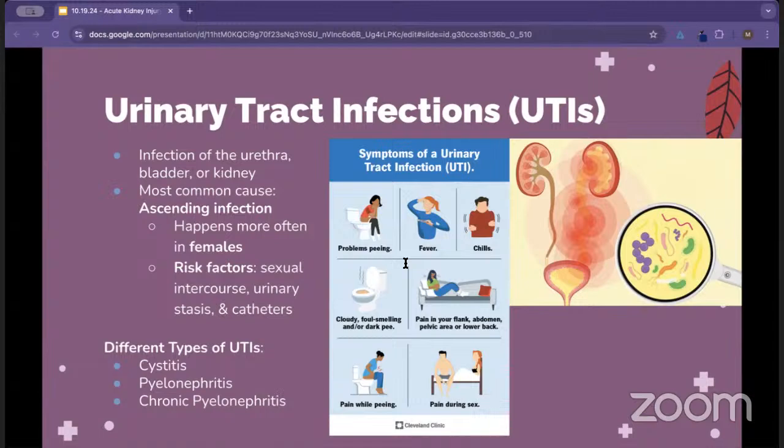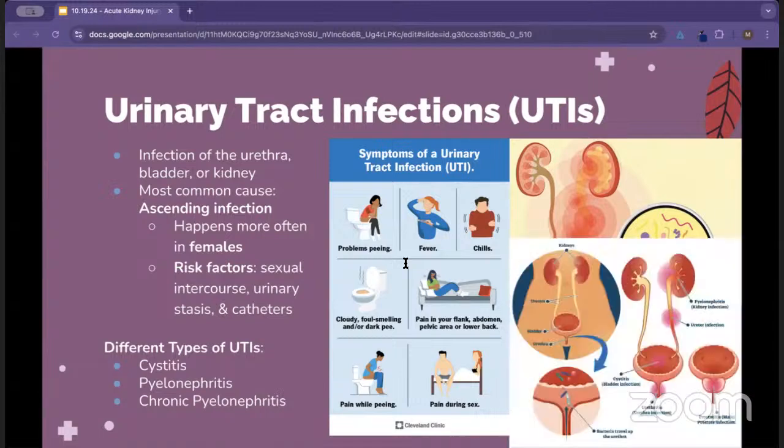And the typical clinical presentation, the symptoms, can really vary based on the part of the urinary tract involved, but the common signs would include dysuria, also called painful urination, frequency, like the need to urinate often, and also urgency, like a strong urge to urinate.